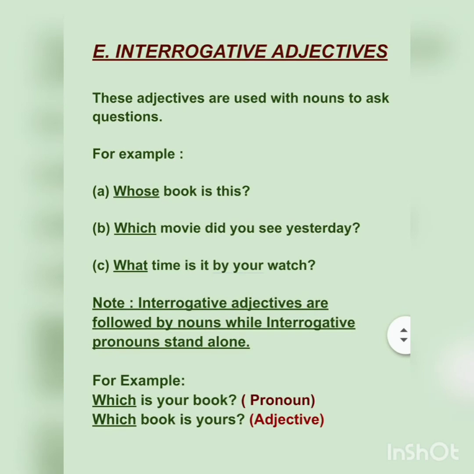The next is interrogative adjectives. As you can assume by its name, interrogate means to question about, to ask about, to inquire about. These adjectives are used with nouns to ask questions. Plus, they are always followed by a question mark.